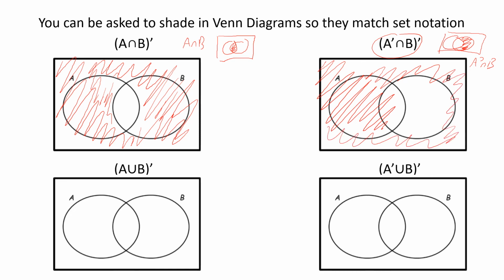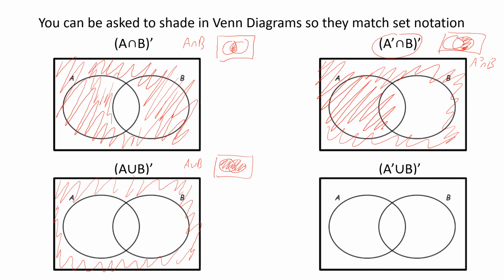Okay, third question, it's a union intersect this time, but we're just going to do exactly the same thing. We're going to first say, well, what's A union B? That's all three of the circle parts combined. We did that on the first page. And we want the complement of that. So we want everything that is outside the two circles.